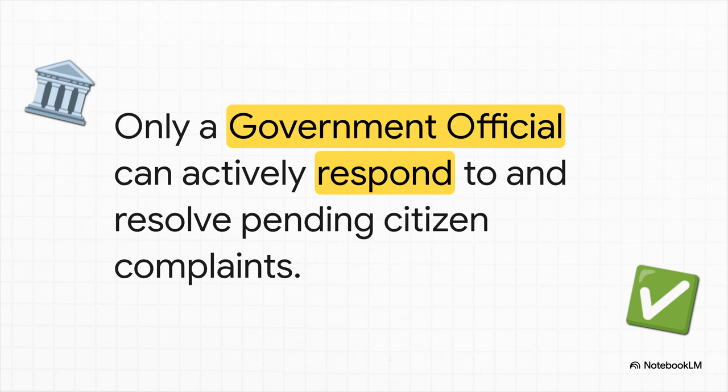It's a wall. But once that state switches to government official, the agent's active guardrails adapt. It allows the official to go in, access that pending pothole complaint from Citizen Jane, dispatch a crew, and officially mark the database record as resolved.